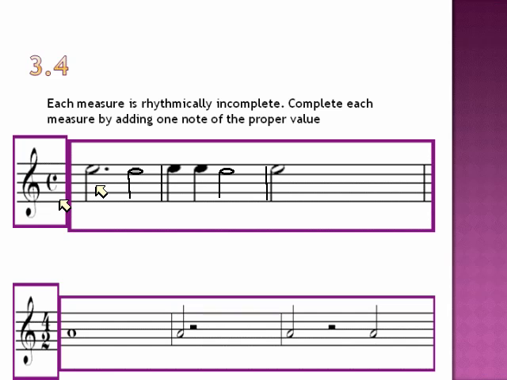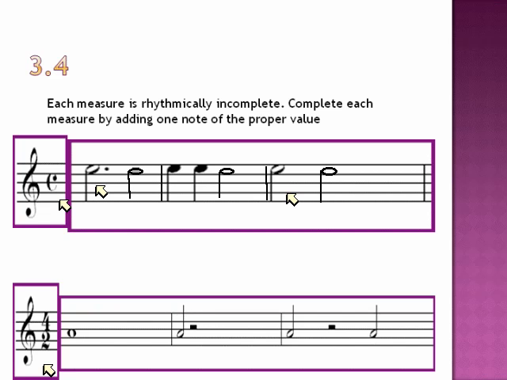The next measure is a half note. It's worth 2 beats. I want to put 1 note in that measure to make this a complete measure. Therefore, I will put another half note. Okay, so all of those measures are correct because in 4/4 time, each one of those measures has 4 beats in it.